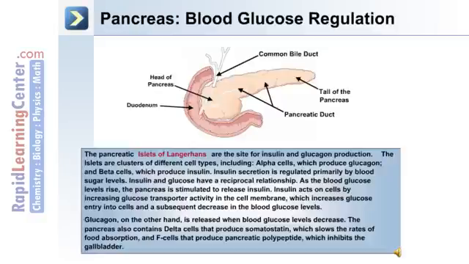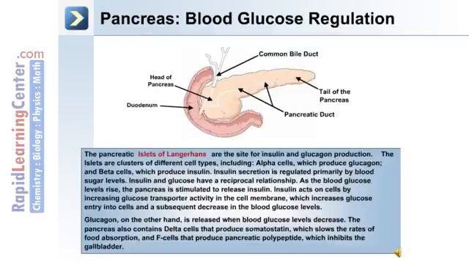Pancreas blood glucose regulation. The pancreatic islets of Langerhans are the site for both insulin and glucagon production. The islets are clusters of different cell types, including alpha cells, which produce glucagon, and beta cells, which produce insulin. Insulin secretion is regulated primarily by the levels of blood sugar. Insulin and glucose have a reciprocal relationship.